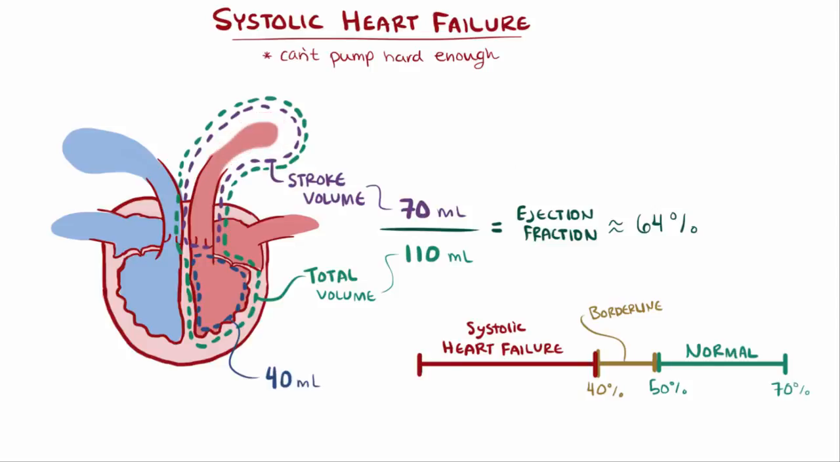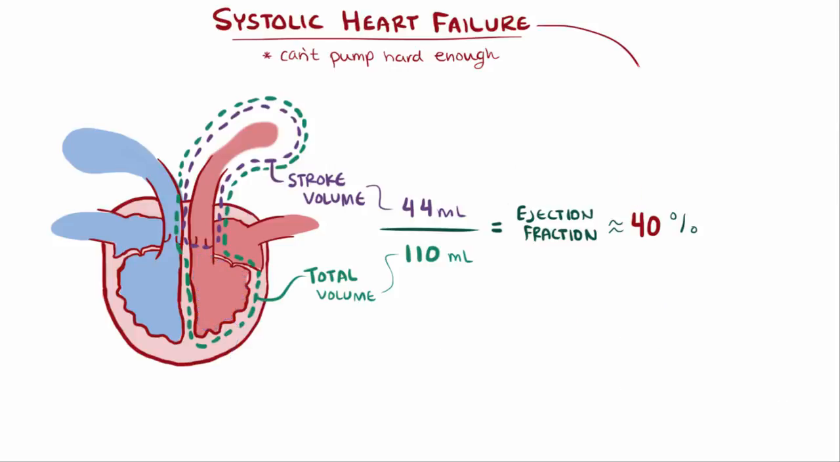So in our example, if the total volume of the left ventricle was 110 milliliters, but only 44 milliliters was pumped out with each beat, then you have 44 milliliters divided by 110 milliliters, which is 40%. And we would say that person is in systolic heart failure.